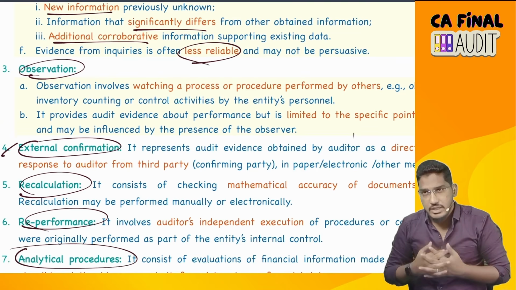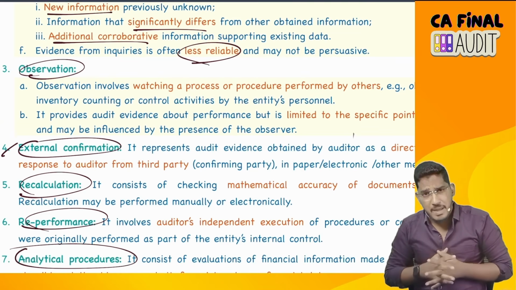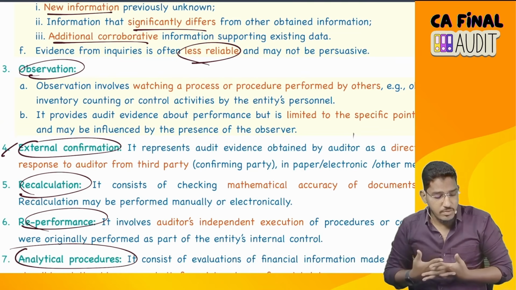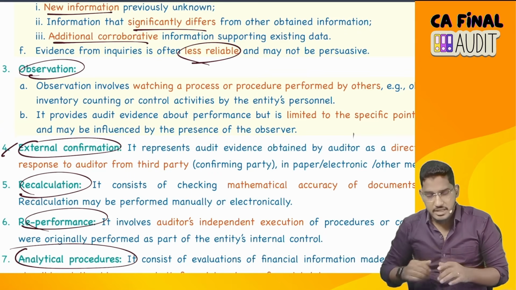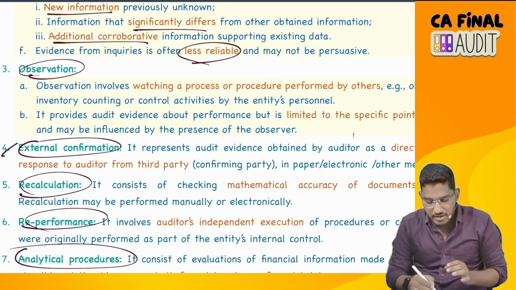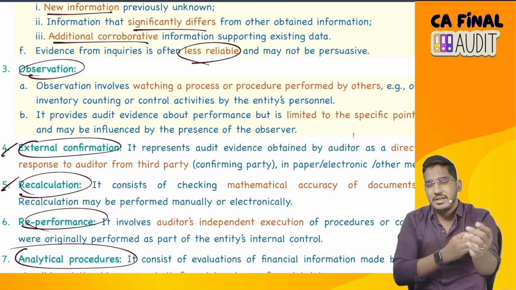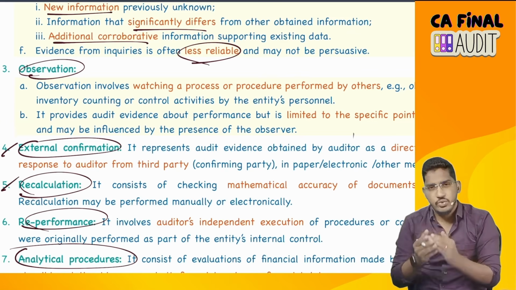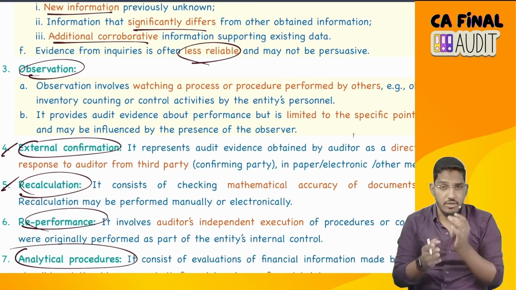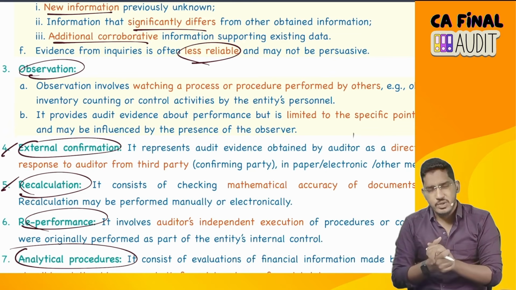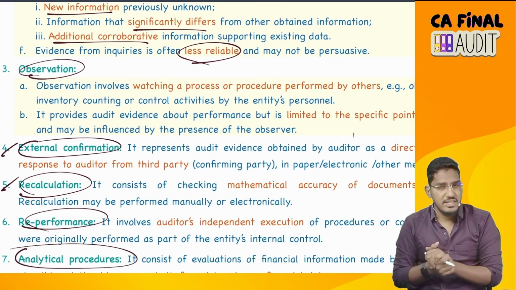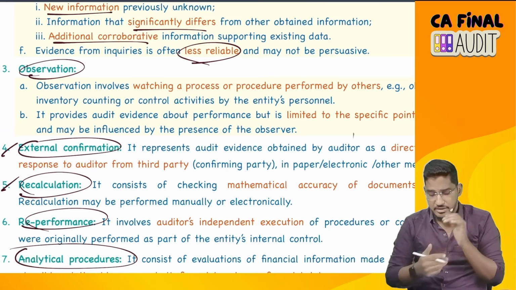So if you want to know whether the debtor's balance is correct, the creditor's balance is correct, or the bank balance is correct, you can get to know about it by getting a written confirmation from a third party, which we call external confirmation. Then recalculation is mainly relating to checking of arithmetical accuracy. Today this method is no longer relevant. Why? Because today all the calculations are assigned to the software. So in today's environment, there might not be such a need to verify the arithmetical accuracy.